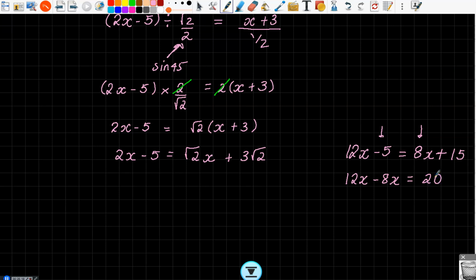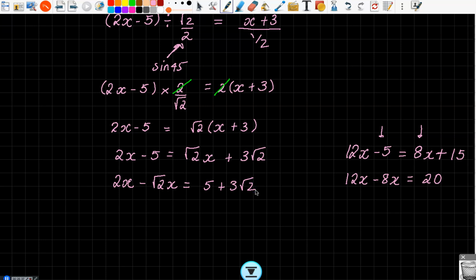Well, I'm going to do exactly the same thing here. It's just a little bit uglier. So it's now going to be 2x take root 2x. And it's going to be 3 root 2 plus 5. I like to write that as 5 plus 3 root 2.